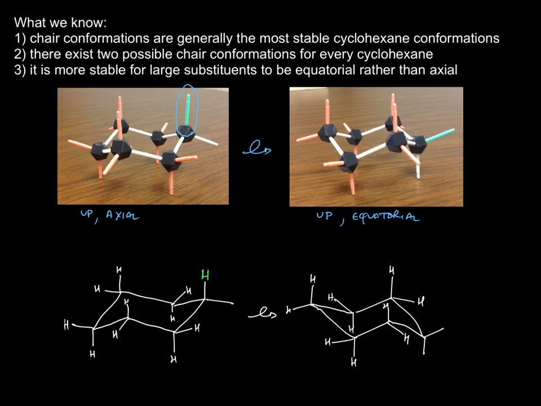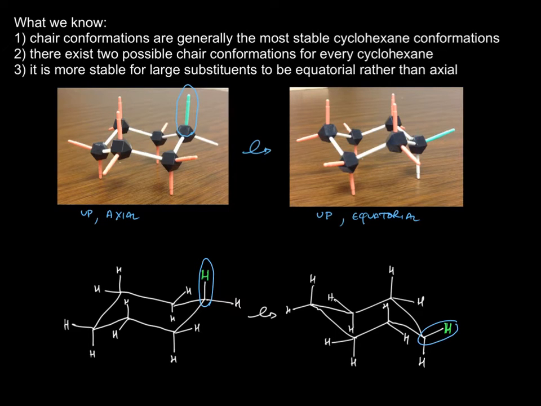But when we do the ring flip, that guy is still in the upmost position. So on this right-hand carbon, you've got two spots, one that's up and one that's down. When you do the ring flip, up is still up, but it's gone from being axial, like it is here, to equatorial. So up stays up, and down stays down.